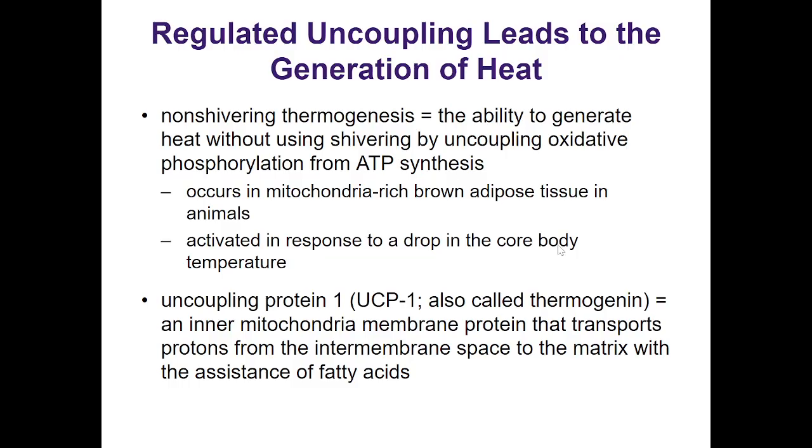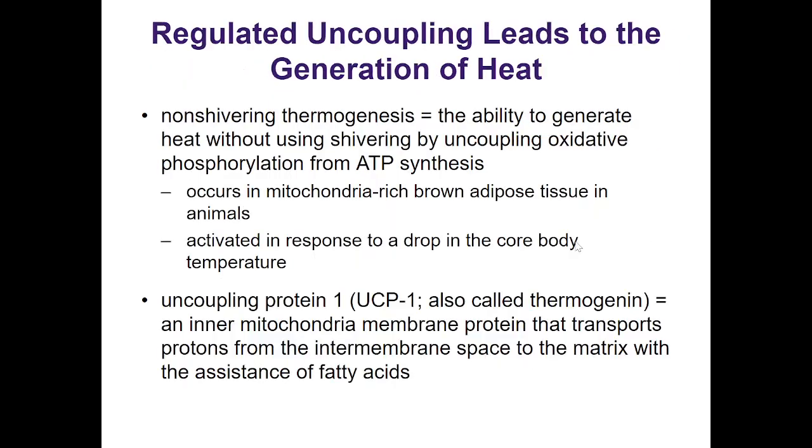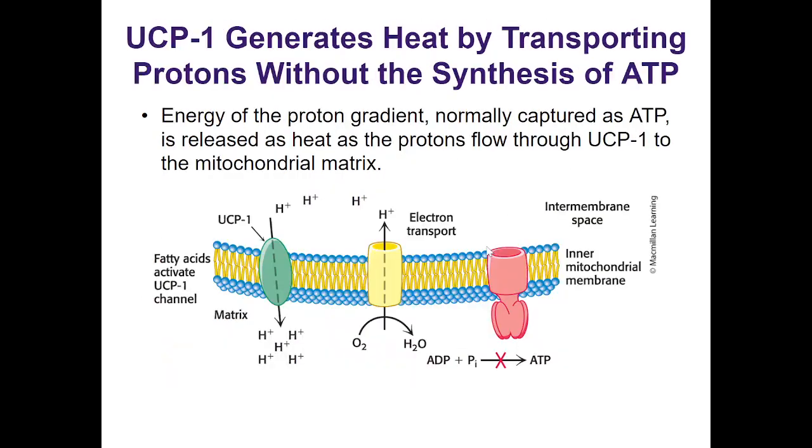So the uncoupling protein 1, UCP1, this can also be called thermogenin, which I think is actually a much better name. An inner mitochondrial membrane protein that transports protons from the intermembrane space to the matrix with the assistance of fatty acids. So this right here is going to be UCP1, uncoupling protein 1. And so the energy of the proton gradient, which would normally be captured as ATP, is going to be released as just heat. Heat being normally referred to as waste energy.